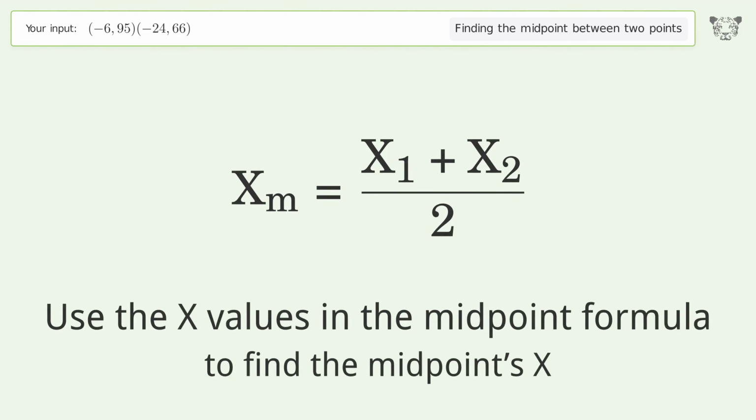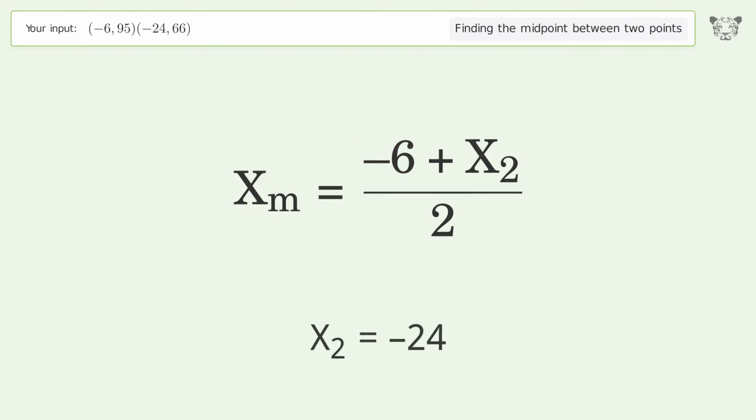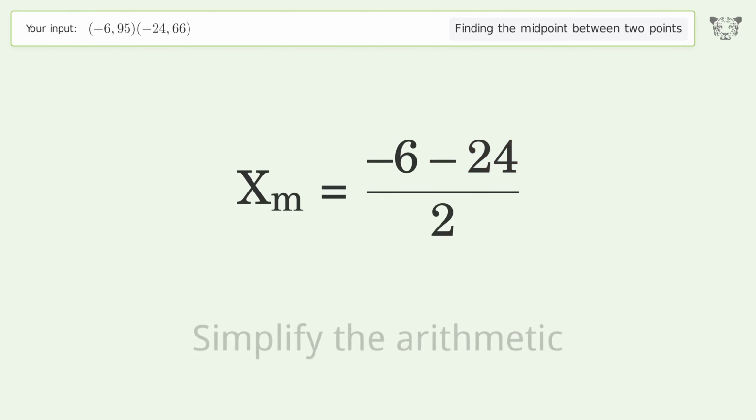Use the x values in the midpoint formula to find the midpoint's x. x1 equals -6. x2 equals -24. Simplify the arithmetic.